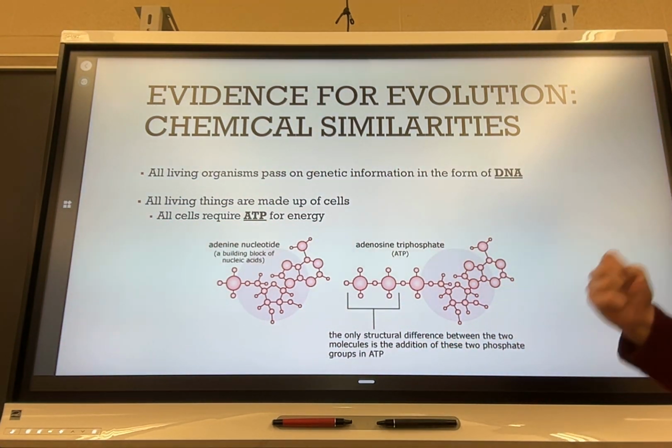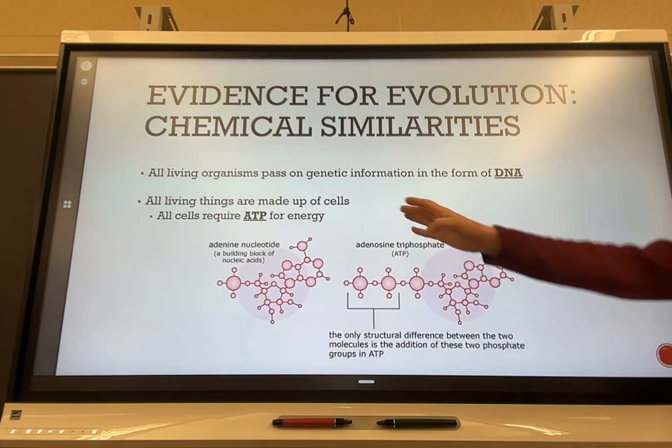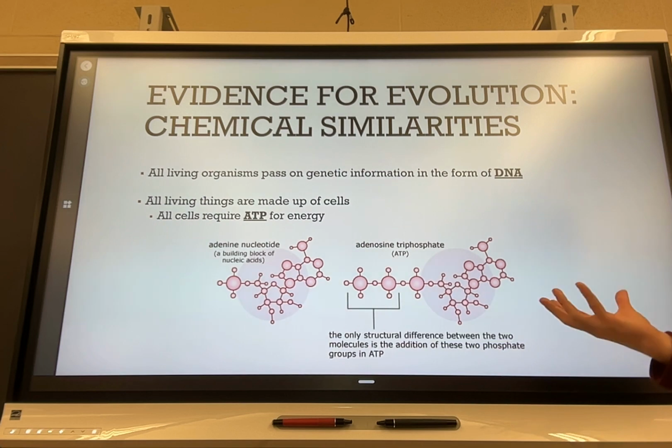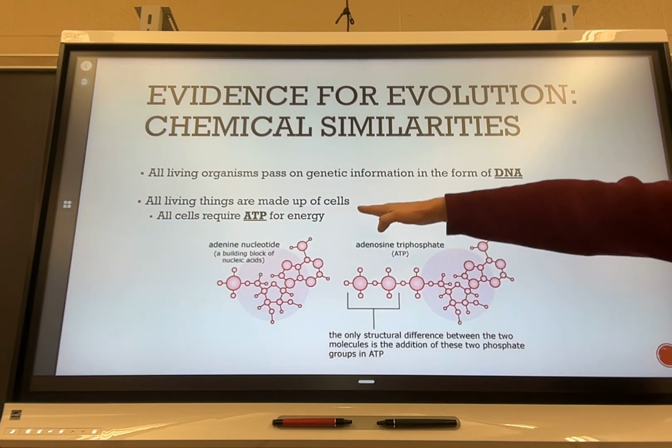And all living things are made up of cells, which means they all need ATP for energy, or adenosine triphosphate. That ATP we looked at back when we talked about bioenergetics. How do we get our energy, and how do we do work as organisms? All cells need ATP. You can't use any other source for energy, so you have to rely on the one that works, ATP.